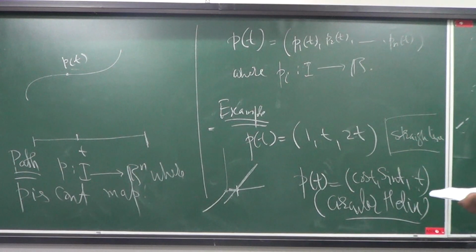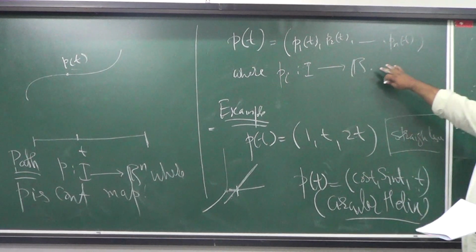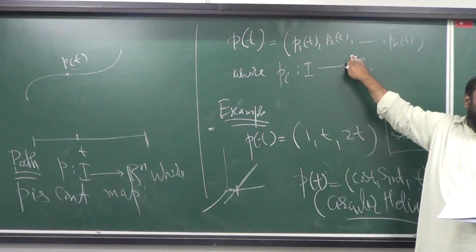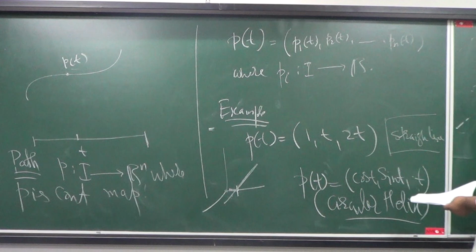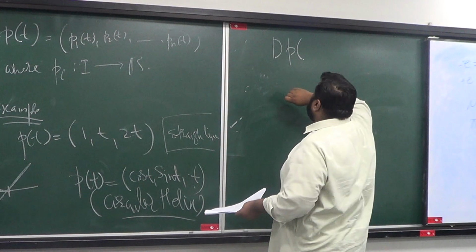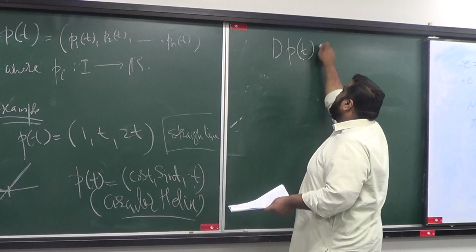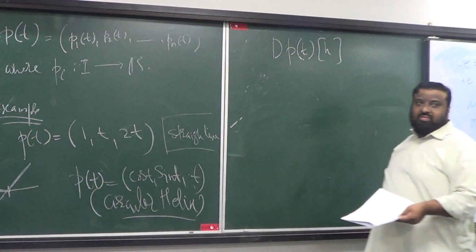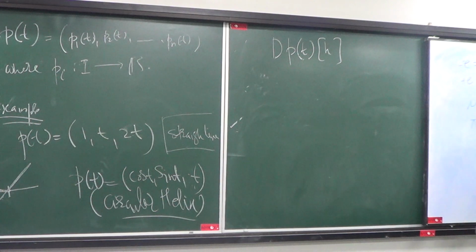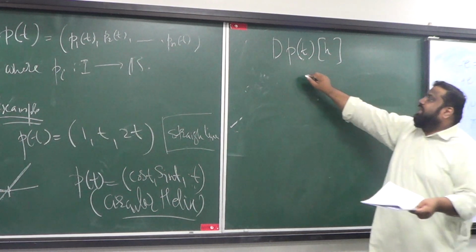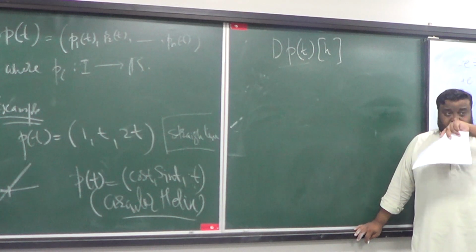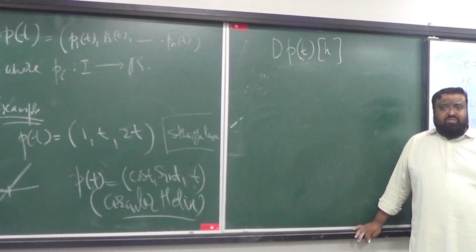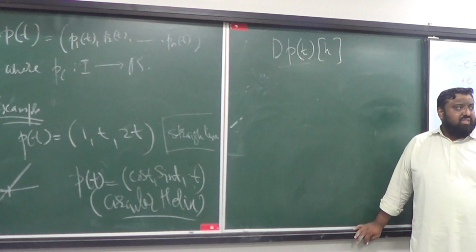So, question. That's a vector valued function, isn't it? It's a vector valued function, and we know how to differentiate a vector valued function. So if you want to compute the Frechet derivative of the path evaluated at a point h. By the way, what would be the description of the Frechet derivative of a path? The path is a map from I to Rn. This derivative would be a map from where to where? It will be again a map from R to Rn.